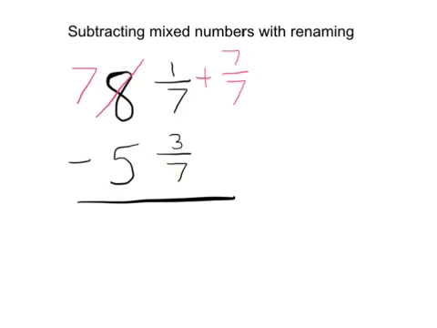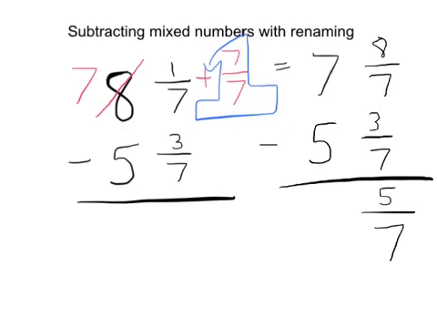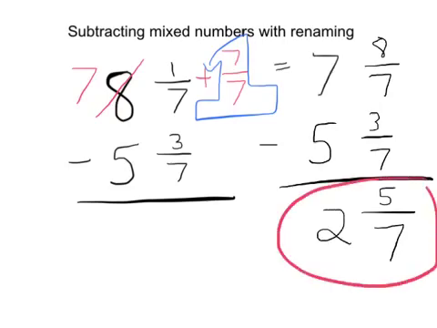So I made a 1, this is like a big giant 1. I made a 1 using sevenths. So when I add these together, I get 7, and 1 plus 7 is 8. So it's 8/7. And now I can do the subtraction problem. So now I can do 8 take away 3 is 5/7, and 7 take away 5 is 2. So this would be my answer.